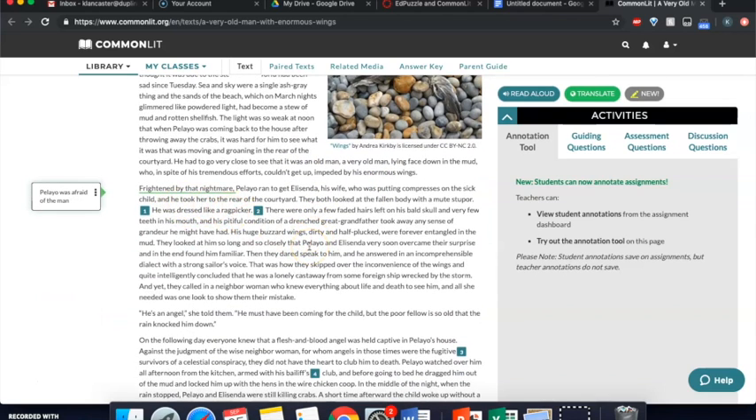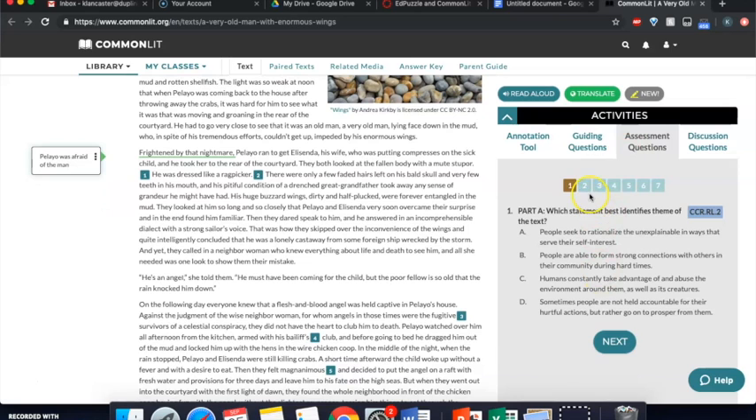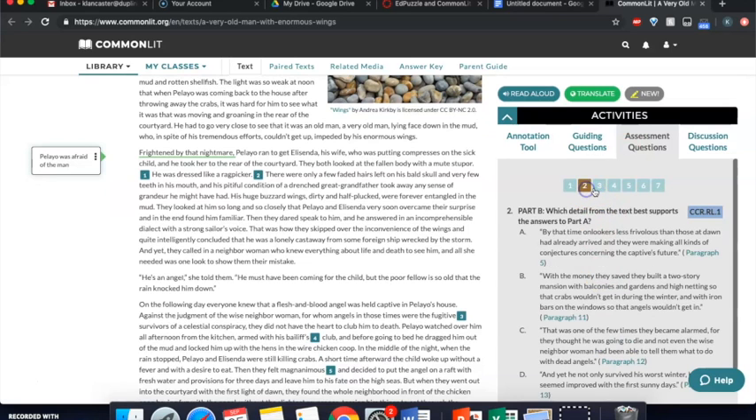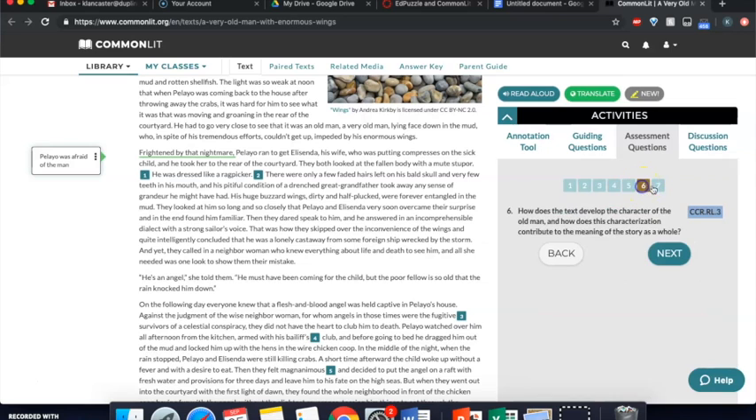If you do these two things, you will have a much better chance of understanding this story and getting the questions right. So once you have finished this, you will move on to the assessment questions, which look like this. I want you to answer 1 through 5. You do not have to answer 6 and 7 unless you just want extra credit.